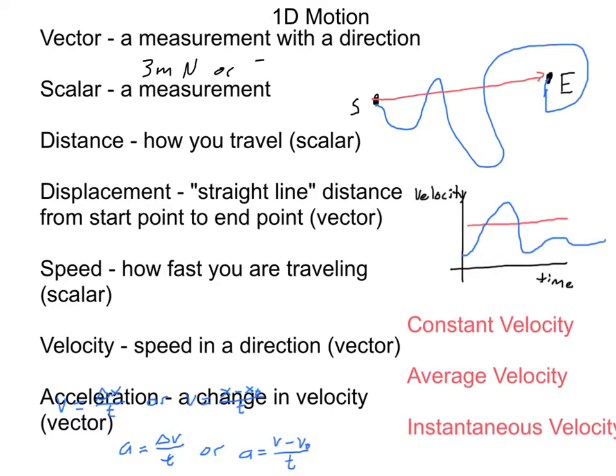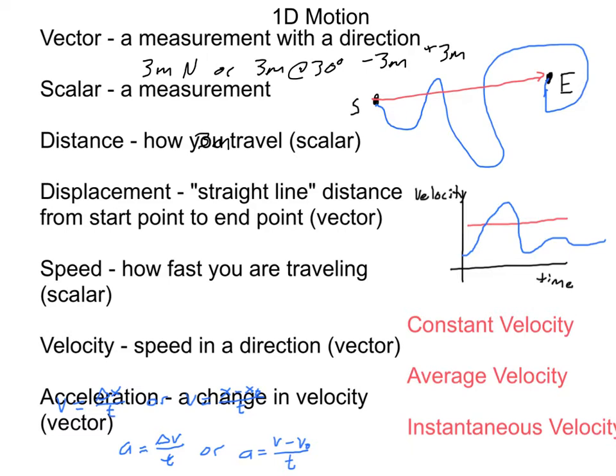Another example of vectors: not only can you give it a direction, 3 meters north, or maybe you say 3 meters at 30 degrees, that would also indicate a direction. You could also indicate it with a positive or negative. Negative 3 meters would imply backwards, or positive 3 meters would imply forward. So if you actually put down the positive or negative in front, that would make it a vector, whereas just writing 3 meters would be a scalar.